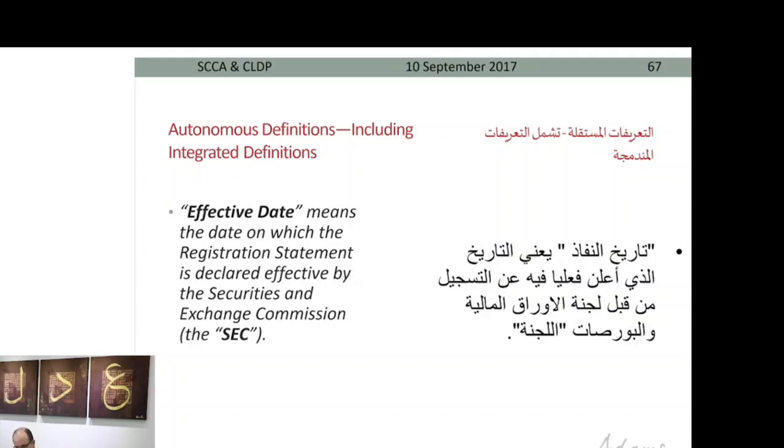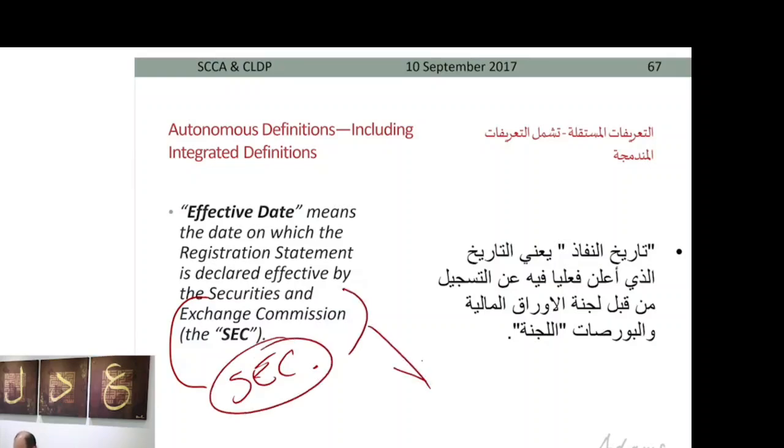Don't include an integrated definition in an autonomous definition. We'll look at integrated definitions in a moment. But in effect, I just say the SEC. I would not define SEC in this autonomous definition.